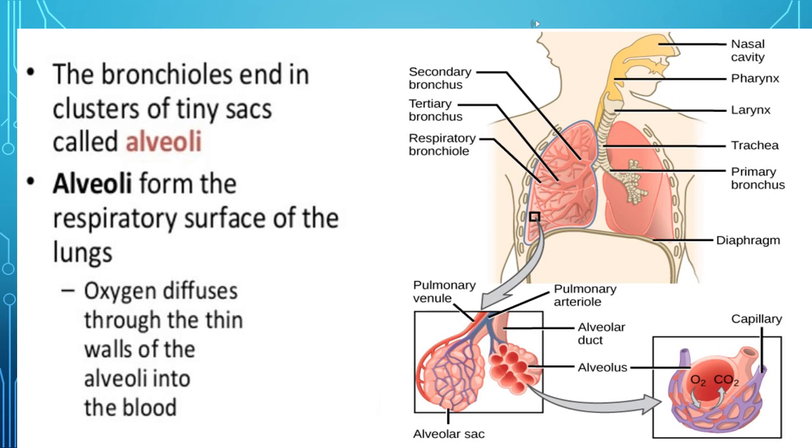Alveoli form the respiratory surface of the lungs and gas exchange takes place here only. Alveoli have all the characteristics of a good respiratory surface, that is, they are thin walled, permeable, moist and have a vast surface area. Alveoli are covered by blood capillaries for effective exchange of gases.